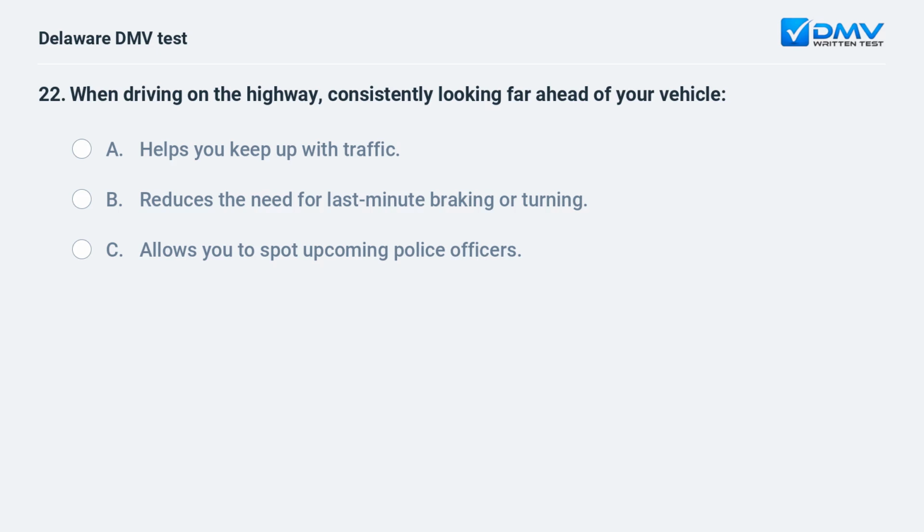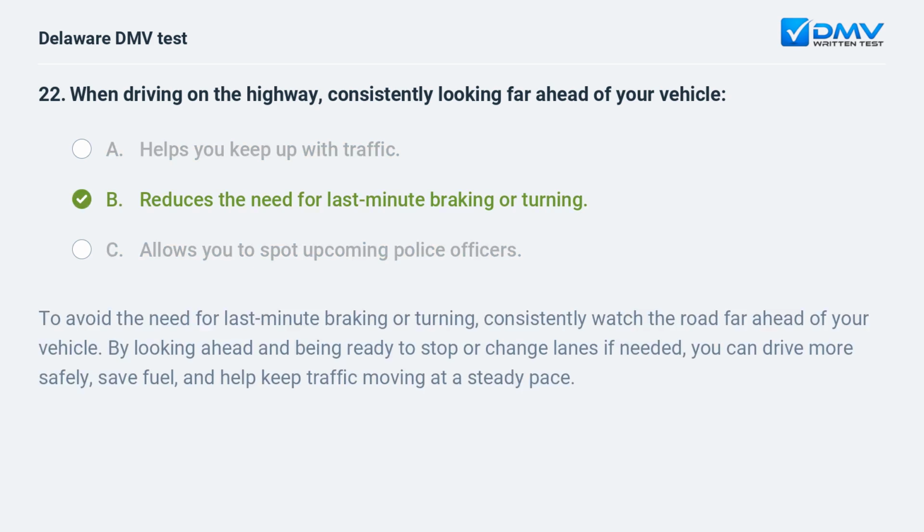When driving on the highway, consistently looking far ahead of your vehicle: A. Helps you keep up with traffic. B. Reduces the need for last-minute braking or turning. C. Allows you to spot upcoming police officers. B. Reduces the need for last-minute braking or turning. To avoid the need for last-minute braking or turning, consistently watch the road far ahead of your vehicle. By looking ahead and being ready to stop or change lanes if needed, you can drive more safely, save fuel, and help keep traffic moving at a steady pace.